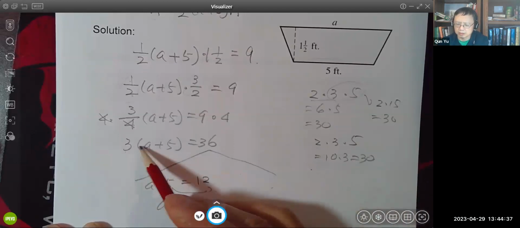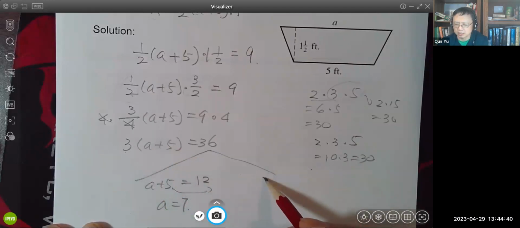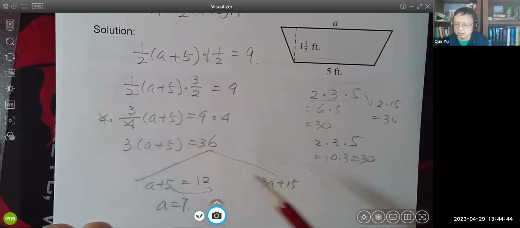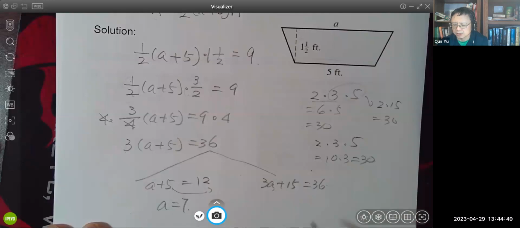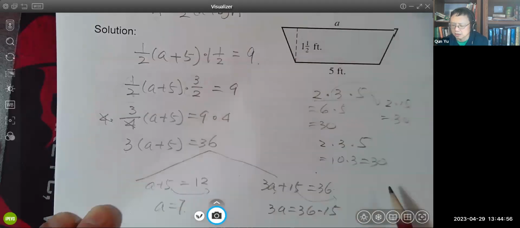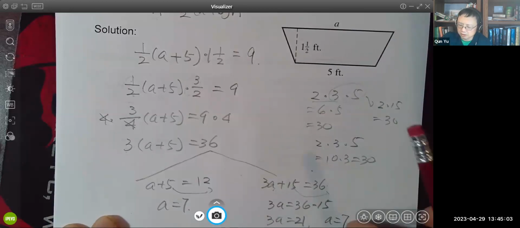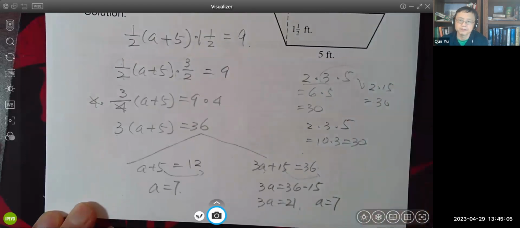Now, what if I multiply them together, expanded first? I get 3A plus 15, make sure you multiply each term inside, equals 36. Right? I move 15 to the other side. So 3A equals 36 minus 15. So we get 3A equals 21, divided by 3, A is 7. So you can see there's no difference. It's totally up to you. So we solved this application problem, geometry problem.